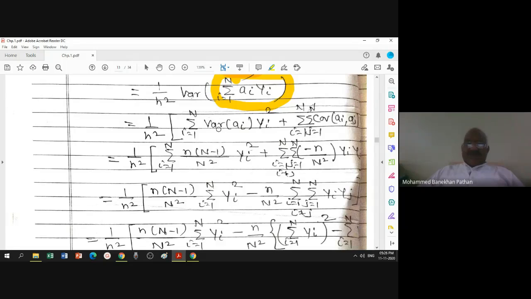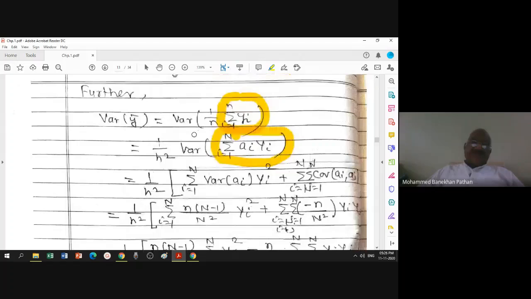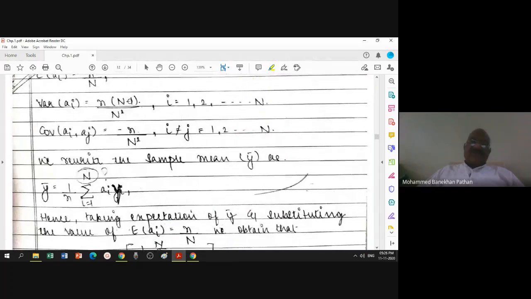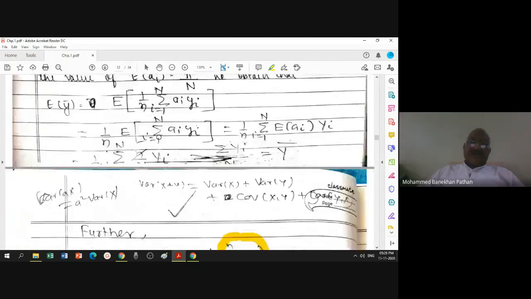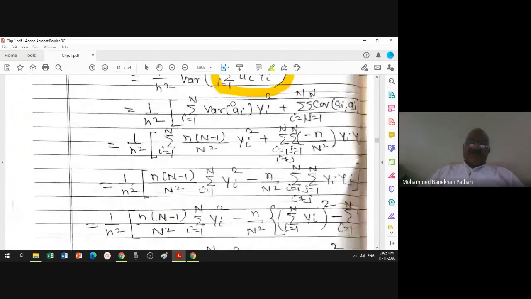Now what is the variance of a_i, the result I put here to be remembered? n(N minus 1) by N square. So I replace the variance of a_i with this, Y_i square as it is. Double summation covariance of a_i, a_j is minus n upon N square. Again, this result you have to remember, Y_i multiplied by Y_j.